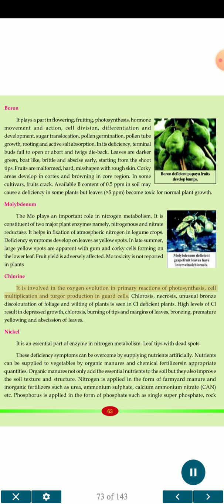Chlorine. It is involved in the oxygen evolution in primary reactions of photosynthesis, cell multiplication and turgor production in guard cells. Chlorosis, necrosis, unusual bronze discoloration of foliage and wilting of plants is seen in Cl deficient plants. High levels of Cl result in depressed growth, chlorosis, burning of tips and margins of leaves, bronzing, premature yellowing and abscission of leaves. Nickel. It is an essential part of enzymes in nitrogen metabolism. Leaf tips show dead spots.